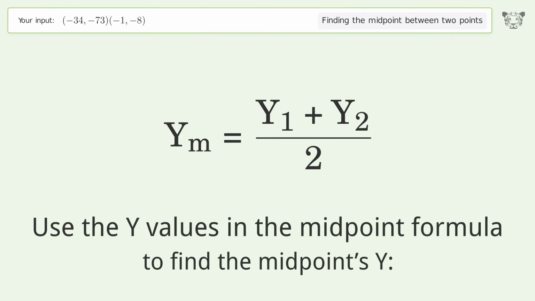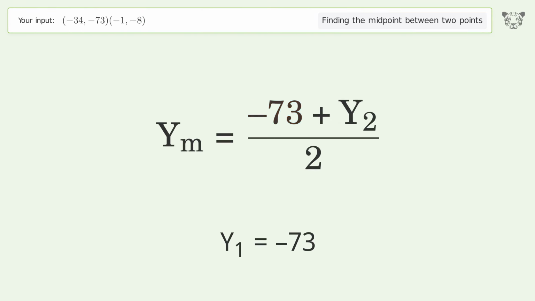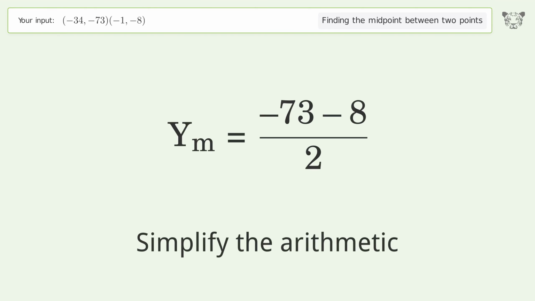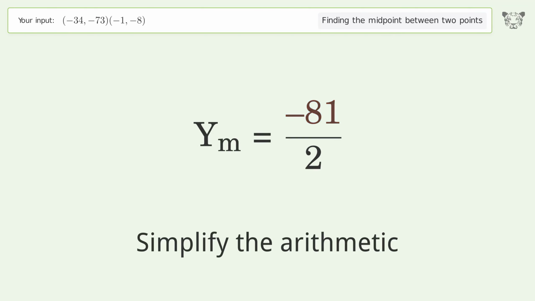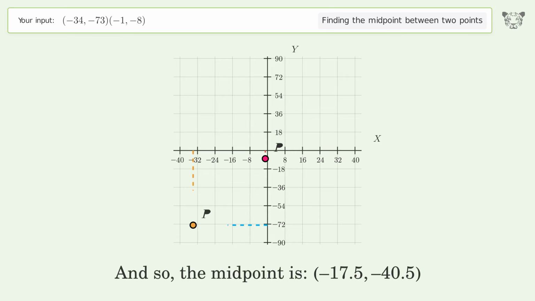Use the y values in the midpoint formula to find the midpoint's y. y1 equals negative 73. y2 equals negative 8. Simplify the arithmetic. And so, the midpoint is, negative 17.5, negative 40.5.